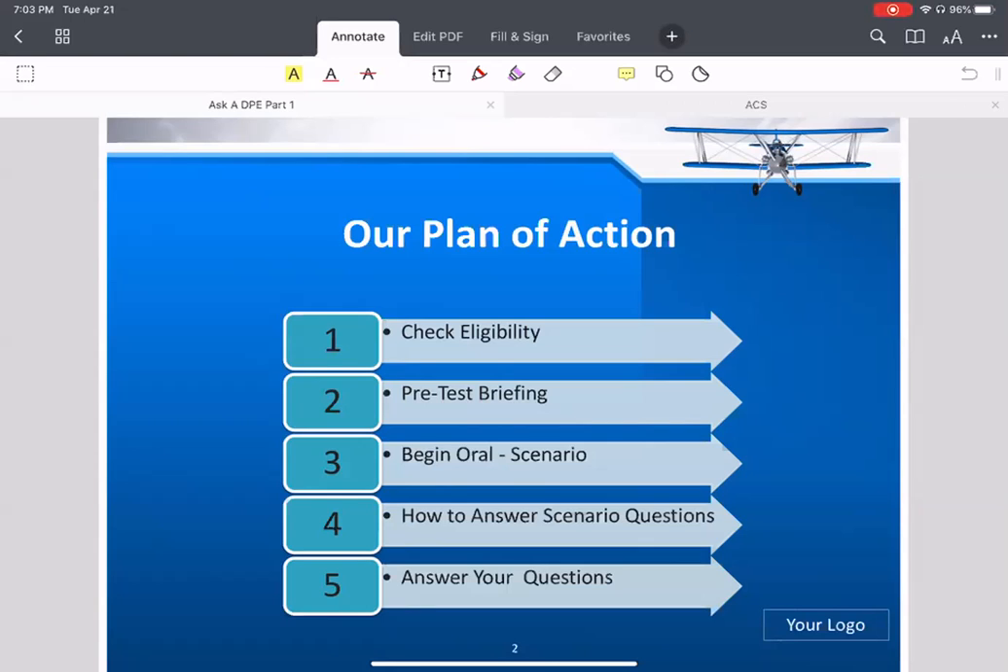Then we're going to get into the meat of it. I've got about 5 scenarios and situations that we're going to talk about, and we're going to walk through how to attack a scenario question. My main goal for tonight is to develop the critical thinking of how to answer a scenario-based question and how to come up with the answer. That's going to be the bulk of it, and then the rest of the evening is going to be answering your questions about the flight test.